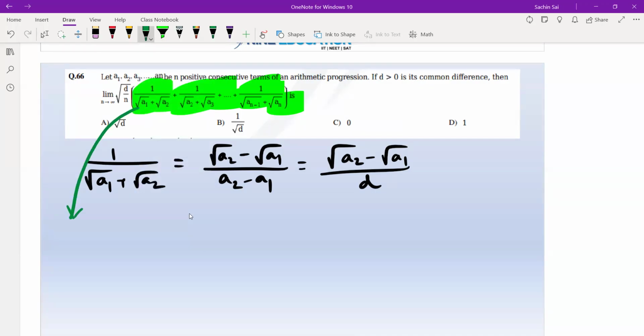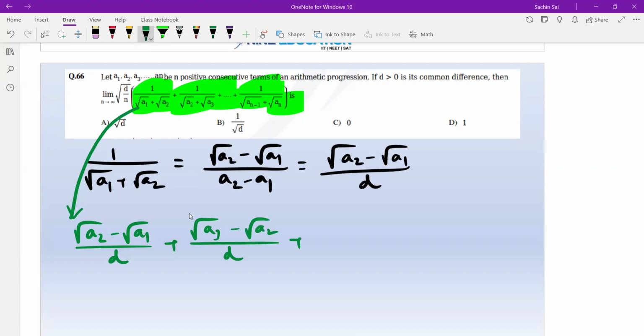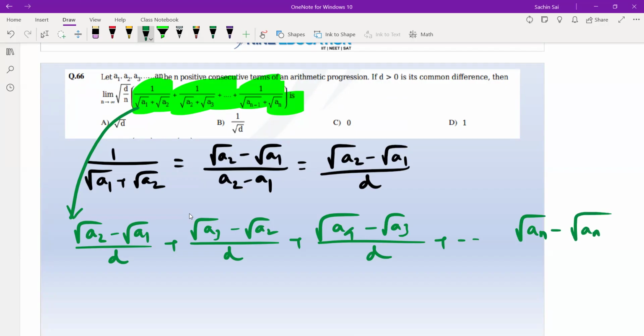The summation inside this bracket can be written as root a2 minus root a1 divided by d, plus root a3 minus root a2 divided by d, plus root a4 minus root a3 divided by d, and so on till I reach root an minus root an minus 1 divided by d. And as you can see, like most telescopic summations, if you convert this summation in this form and add, most of the terms will get cancelled out.